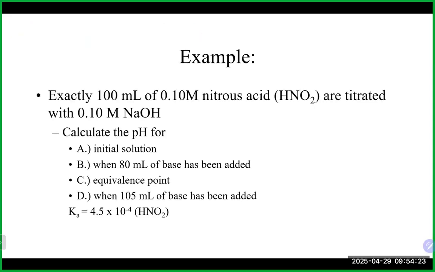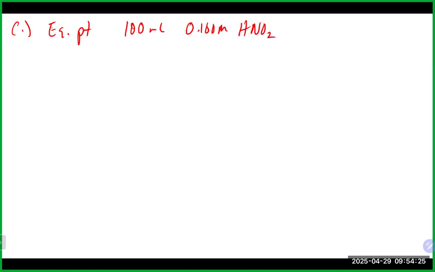Again, here we are doing 100 mL of 0.1 molar nitrous acid with, I think, 0.1 molar sodium hydroxide. As we talked about, when we're at the equivalence point, we will have basically equal moles.